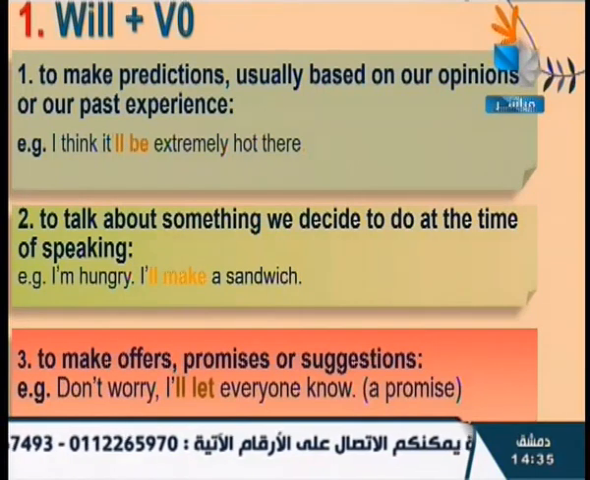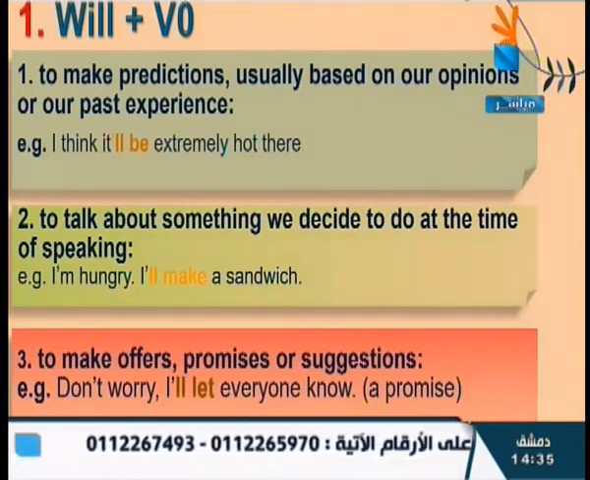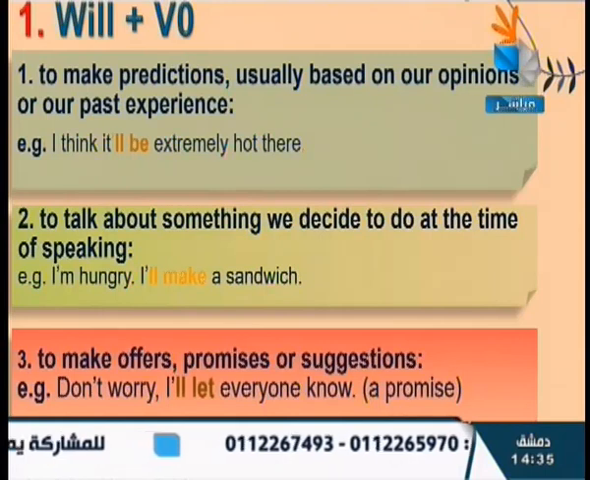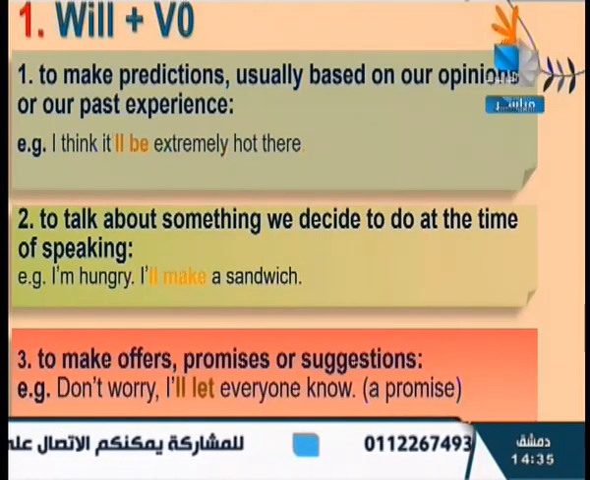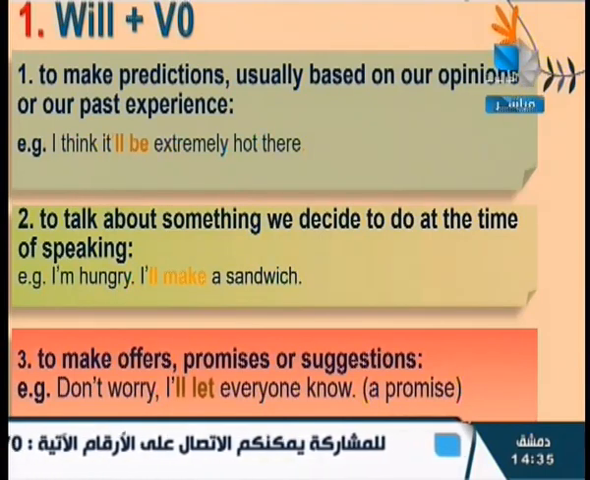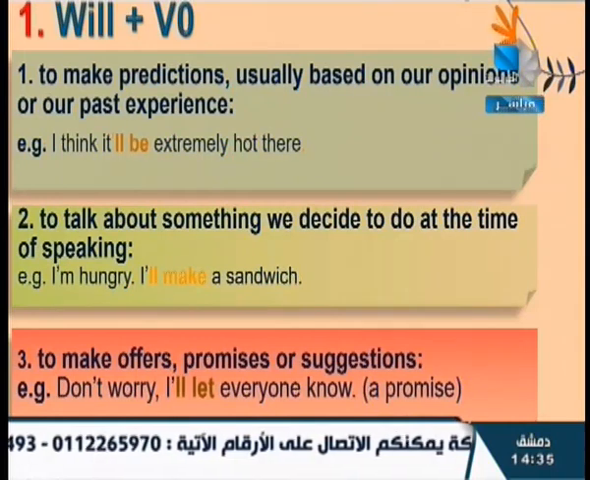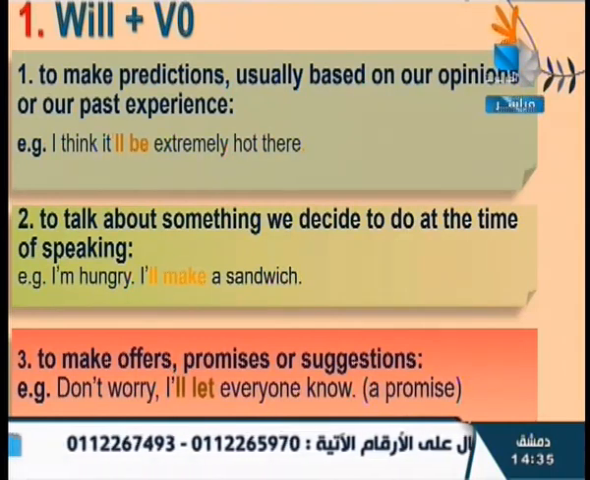Another use is to make offers, promises, or suggestions. For example, don't worry, I'll let everyone know. Here it is a promise. Okay, I think they are very clear. Predictions, to talk about something we decide to do at the time of speaking, or to make offers, promises, or suggestions. This is everything about will and the 0 form.